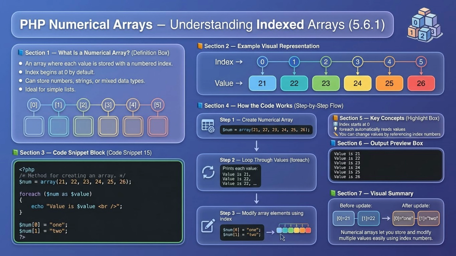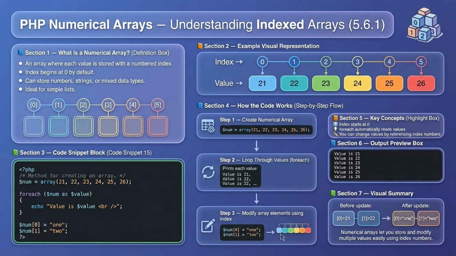Numerical arrays can store numbers, strings, or even mixed types all in one list, making them ideal for situations where you simply want to store and access multiple values in order. The visual representation helps you clearly understand how numerical arrays store values. For example, if you have the array 21, 22, 23, 24, 25, 26, the index 0 holds the value 21, index 1 holds 22, index 2 holds 23, and this continues in sequence. PHP automatically assigns these index numbers, making your work simpler and more organized. You can then use these indexes to retrieve or modify any value in the array.